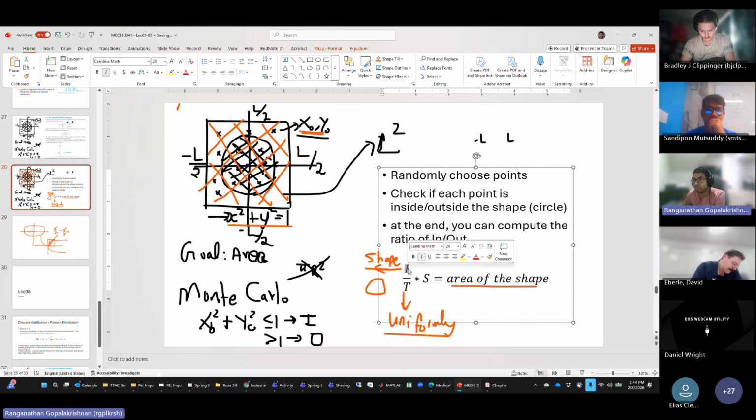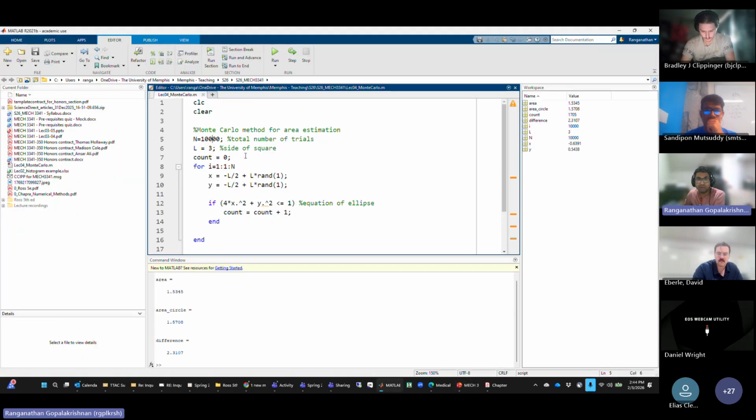If you try it one time, you might get 3. You might try it another time, you might get 4. It might not be an accurate value. So as Nathaniel says, the key to getting an accurate value for the area is to increase the number of trials to as large as possible. And I can show you that very quickly.